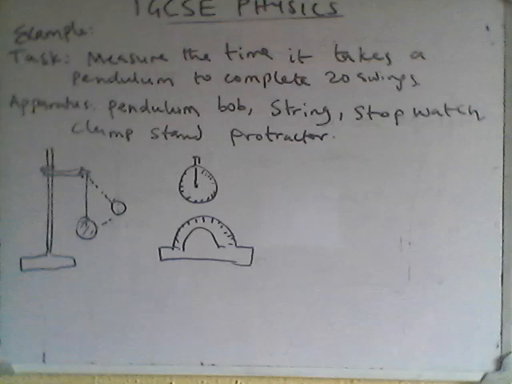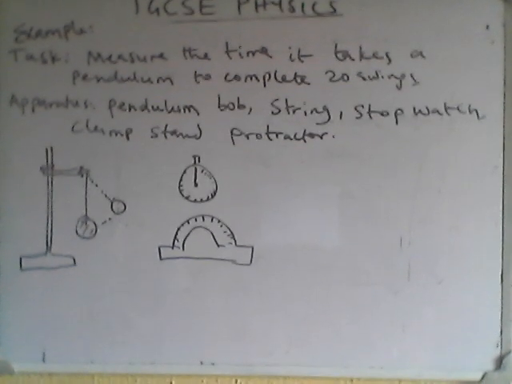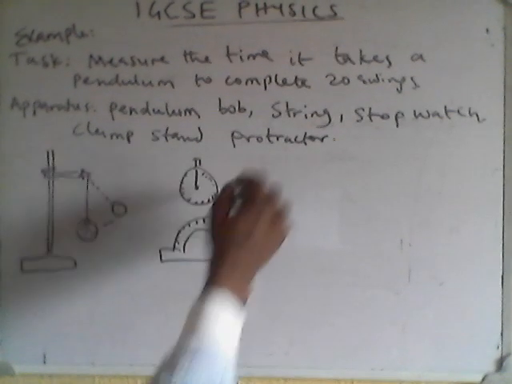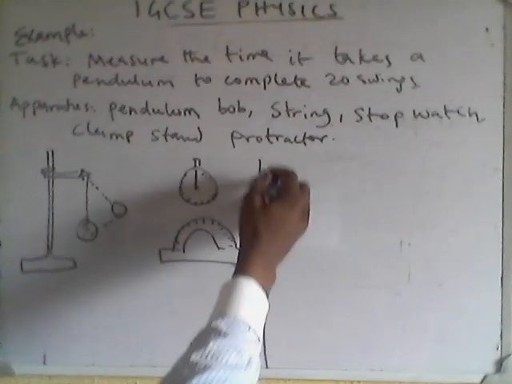When it gets to 20 swings, you time it. What was the time for that 20 swings? You record it. Then you take another trial again and you also record it. You take a third trial and record it. Now, your table will look like this. So I have trial.